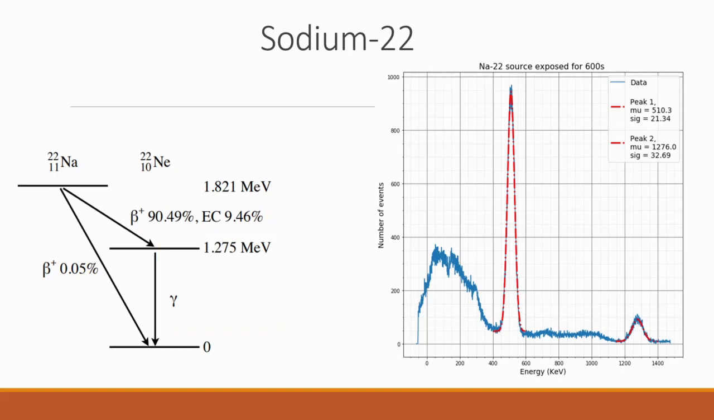These positrons undergo pair production, so they produce two 511 keV gamma rays. So the decay scheme accounts for all peaks, so we don't have to consider Compton scattering or internal conversion as possible candidates for the peak.